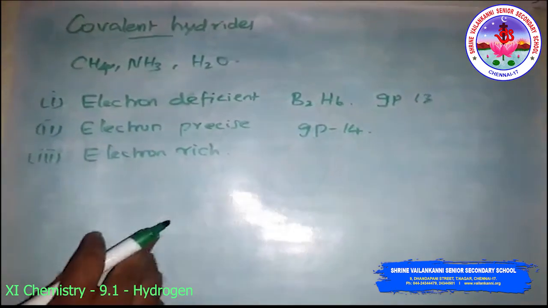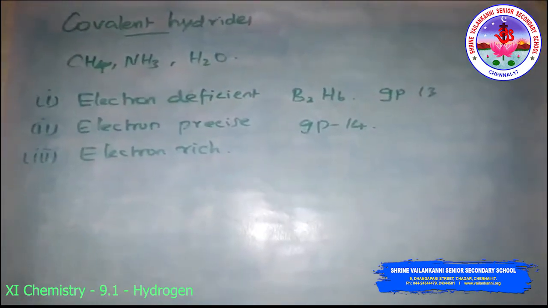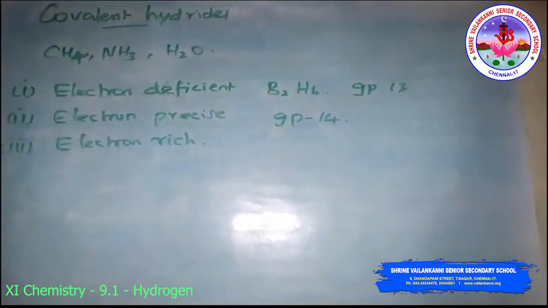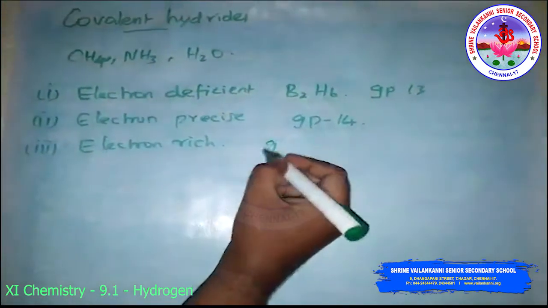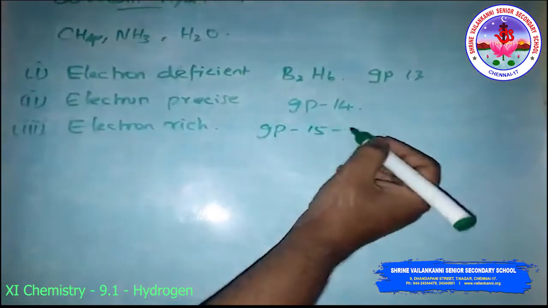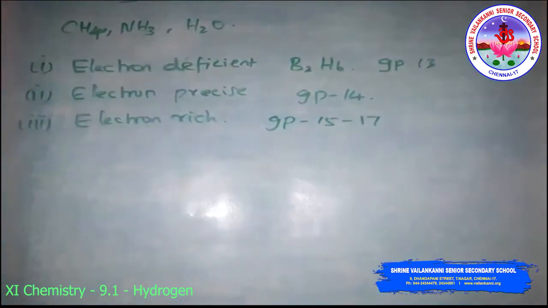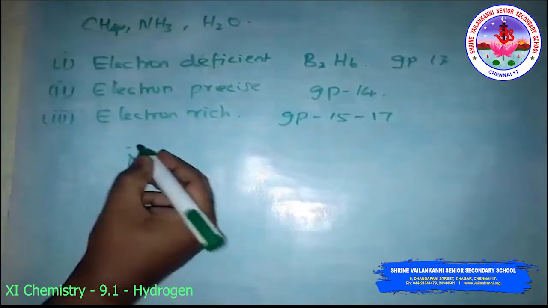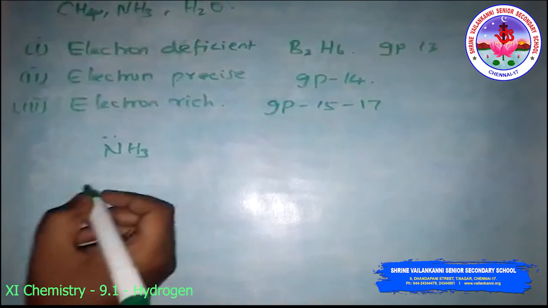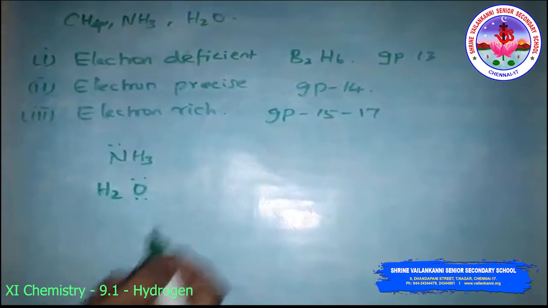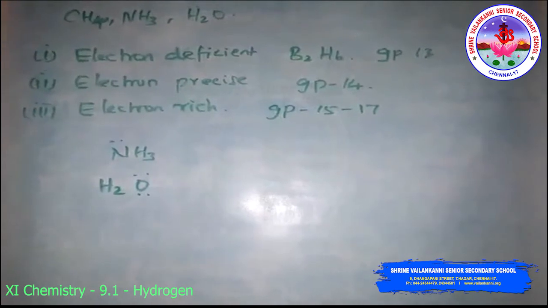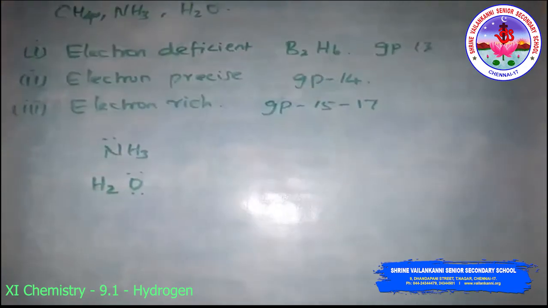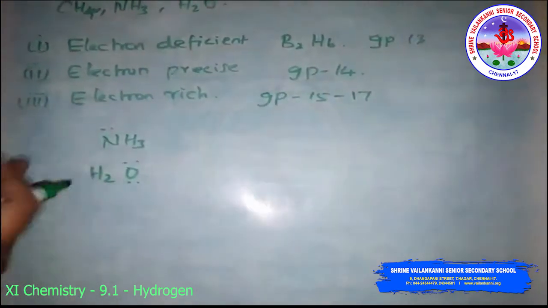Then the electron rich hydrides have the excess of electrons, which are present as lone pairs, that is, unshared electron pairs. Elements of group 15 to 17 form such compounds, like ammonia. The ammonia has one lone pair of electrons, the water molecule has oxygen with two lone pairs, and similarly hydrogen fluoride has 3 lone pairs of electrons, because they behave as a Lewis base, that means the electron donor.